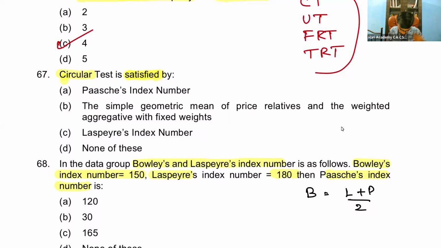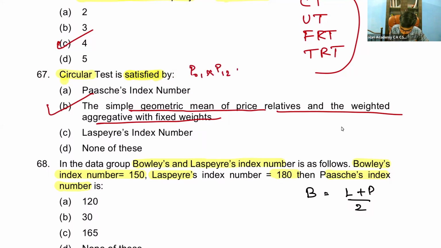Then question number 67. Which index number satisfies the circular test? It is only one thing, that is simple geometric mean of price relatives and weighted aggregative. Paasche will not satisfy the circular test. Circular test is nothing but P01 into P12 into P23, like this it goes. So it will not get satisfied.